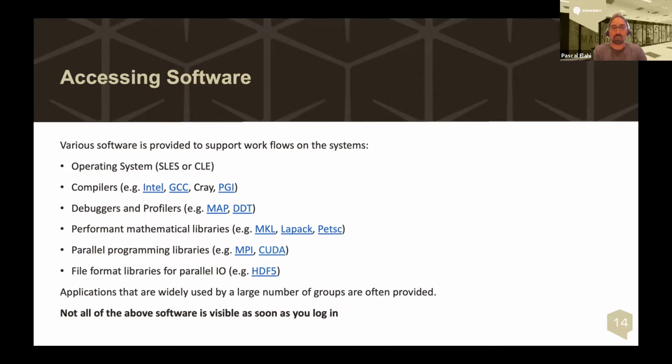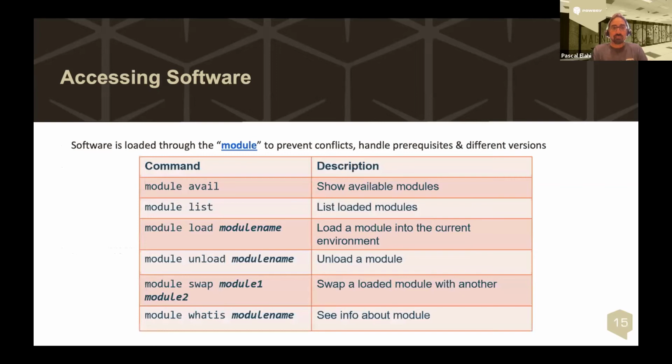Not all of the software is visible as you log in. So how do you access this software? Well, you do it through modules. The module system is a way of loading and unloading access to software. You can see this set of commands: module avail, module list, module load.